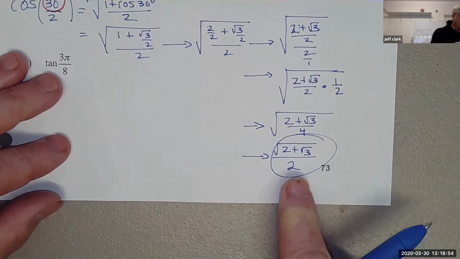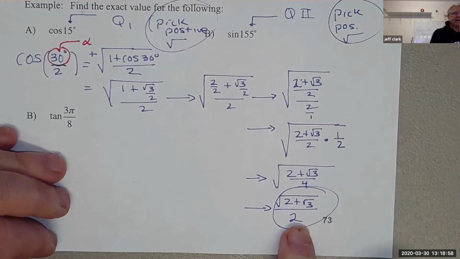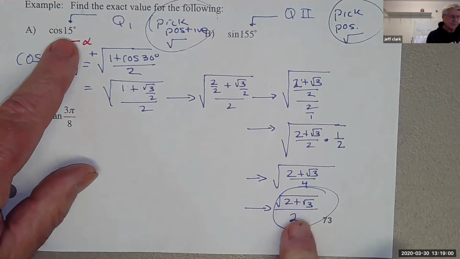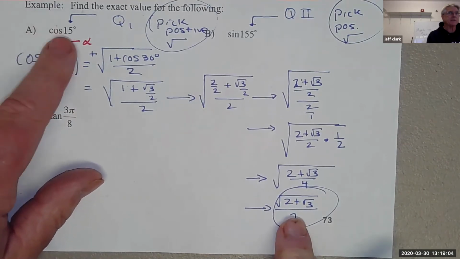Now, if you're wondering, is that really the answer? That's called the exact answer. If that's really the answer, then you can take the decimal approximation of this and the decimal approximation of this, and they're supposed to be exactly the same. Exactly the same.